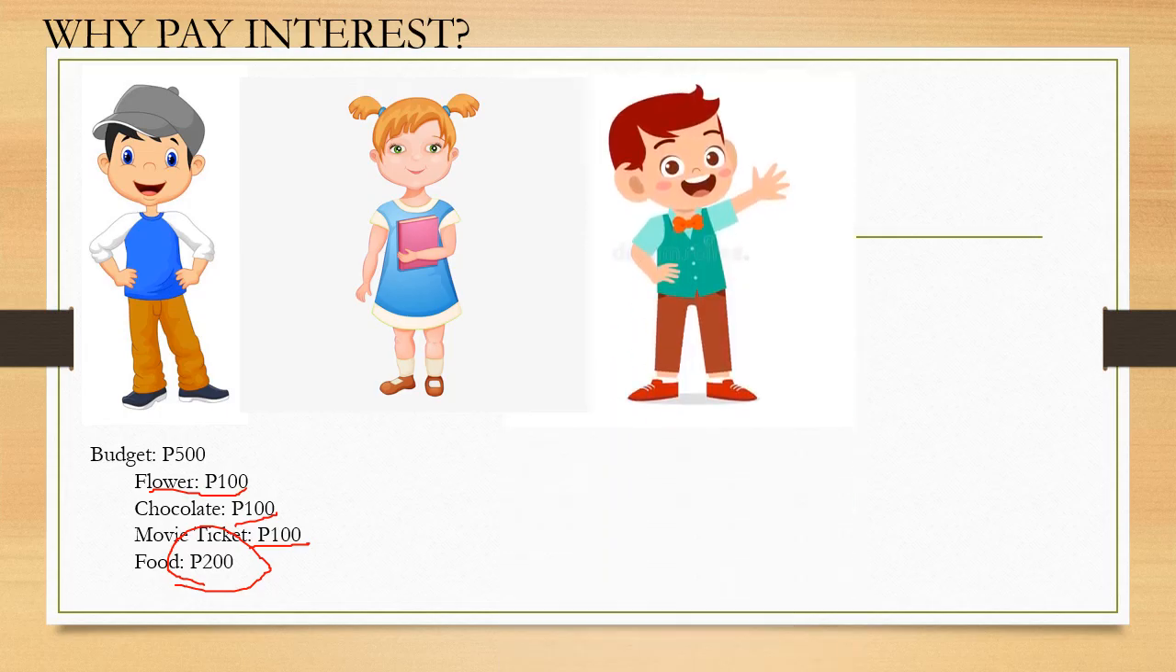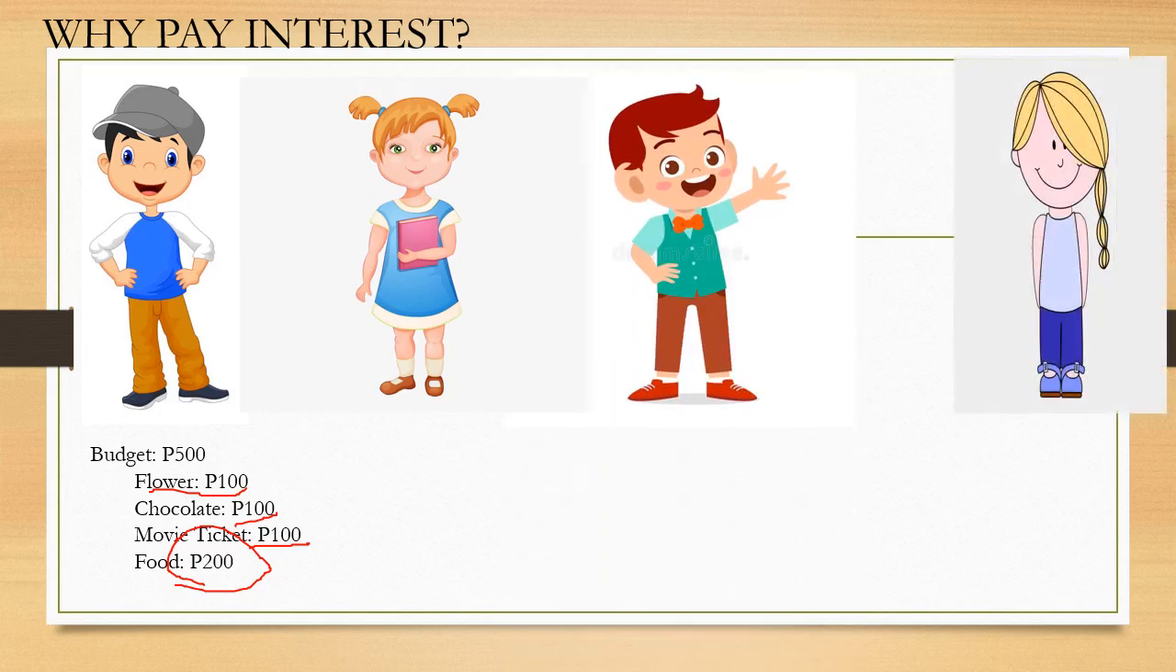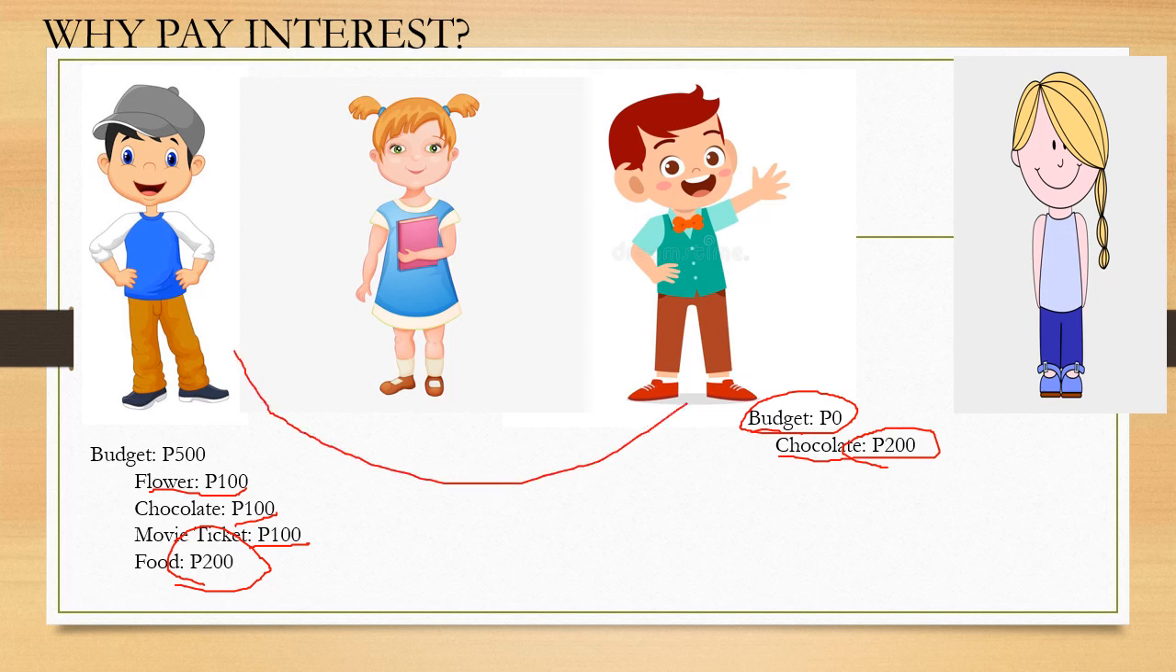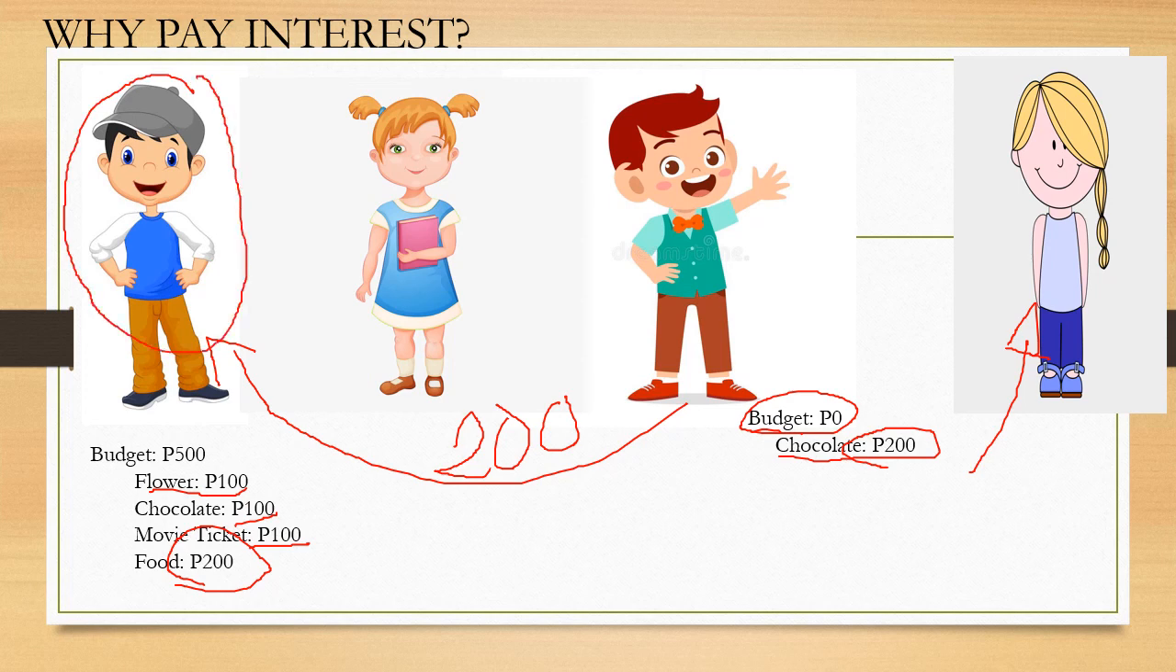Now, eto naman si Ben. Nagkataon, meron din siyang date sa kanyang iniirog na si Catherine. Kaso, ang problema, wala siyang budget. Zero yung pera niya. Pero gusto niyang bigyan si Catherine ng tsokolate na worth 200 pesos. So, ang ginawa ngayon ni Ben, nanghiram siya kay Alvin ng pera. Nanghiram siya ng 200 pesos para lang maibili ng chocolate si Catherine. Siyempre, bilang isang mabait na kaibigan, nagpaubaya si Alvin, kaya binigyan niya ngayon ng 200. Pinautang niya ng 200 si Ben para lang sa kanyang chocolate.